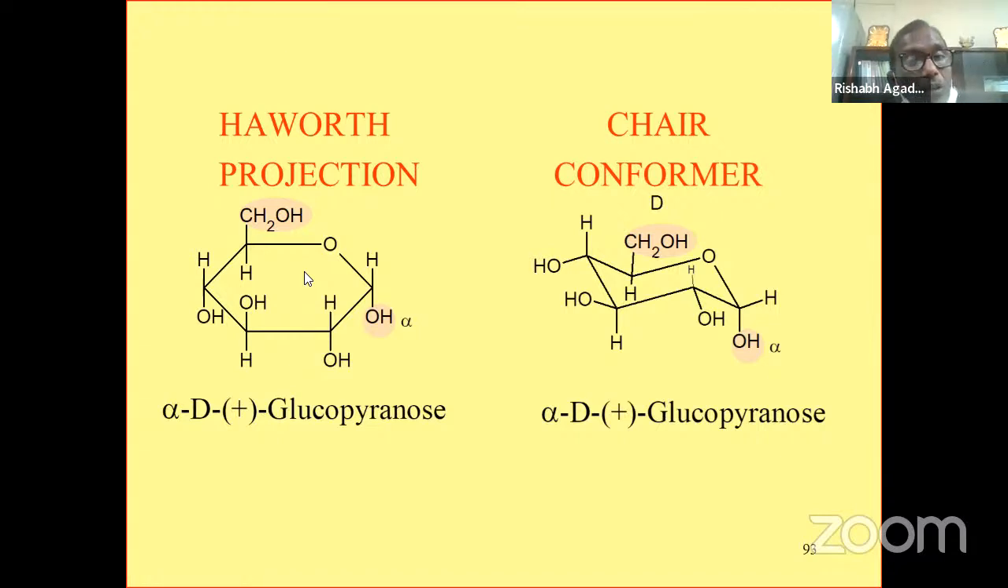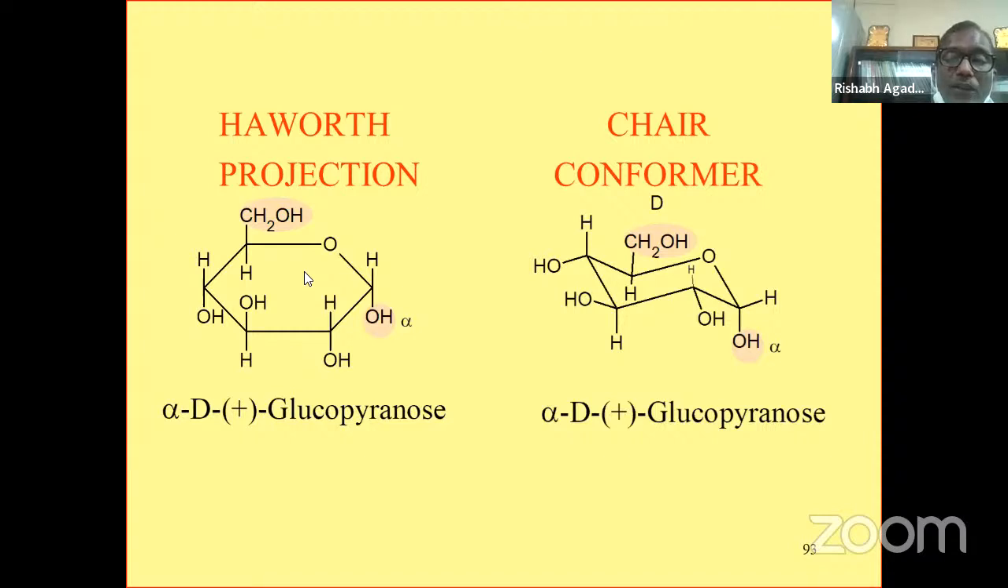Now here if you try to correlate from a stereochemistry point of view or from a stability point of view, the structure of this glucose will actually have a chair conformer. And how will that chair conformer look? Whatever groups in the Haworth projection are below the plane of the ring, the same will be in the chair.